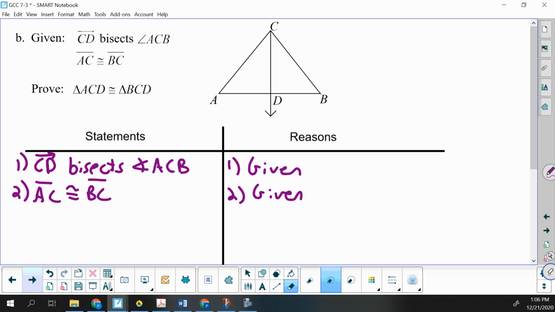As we look at our prove, we've got triangles congruent, so we want to be thinking, okay, we should be looking for side, side, side; side, angle, side; angle, side, angle; or angle, angle, side. We were given one thing congruent in our givens, so let's go ahead and mark those. AC and BC are congruent. Our other given is bisect, and it's talking about an angle. So hopefully we automatically recognize to do our angle bisector reason. So we'll write angle bisector implies two congruent angles.